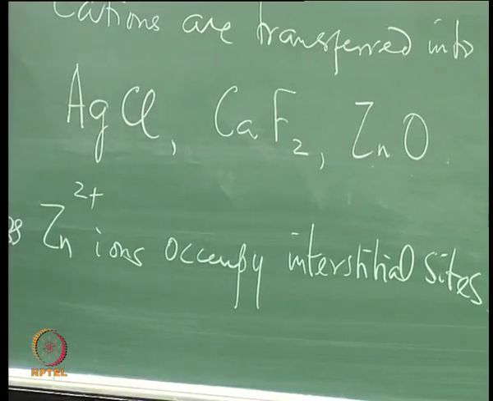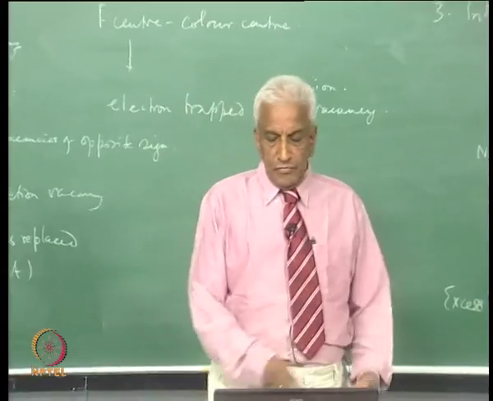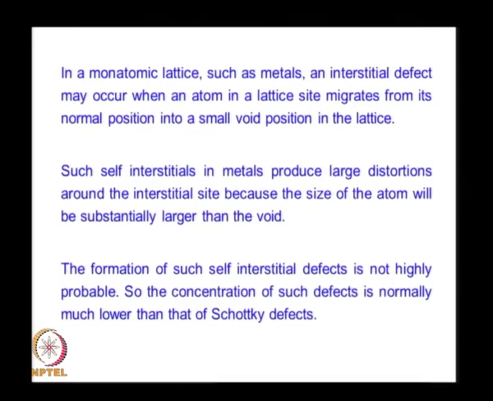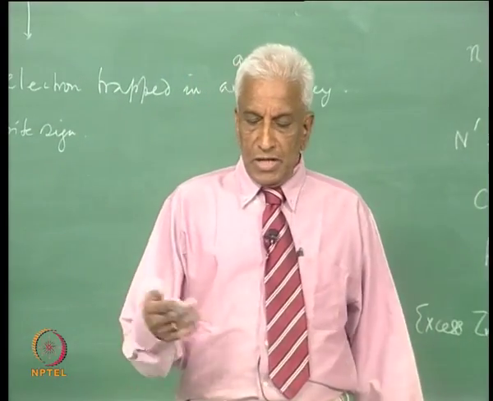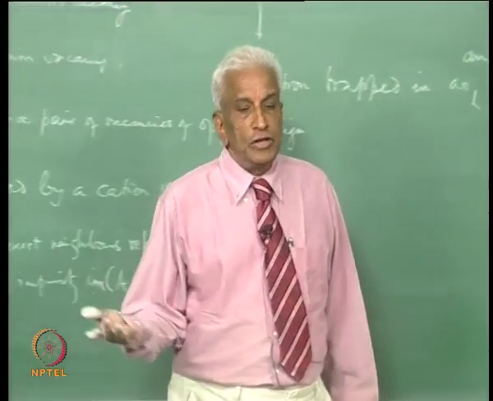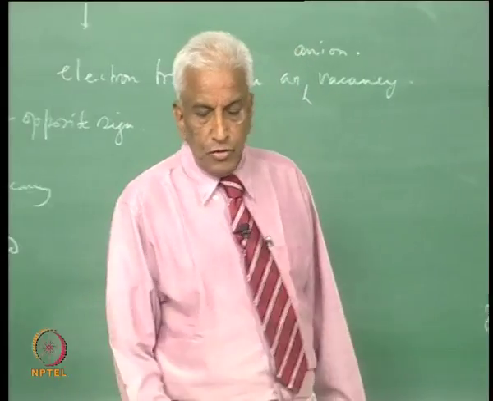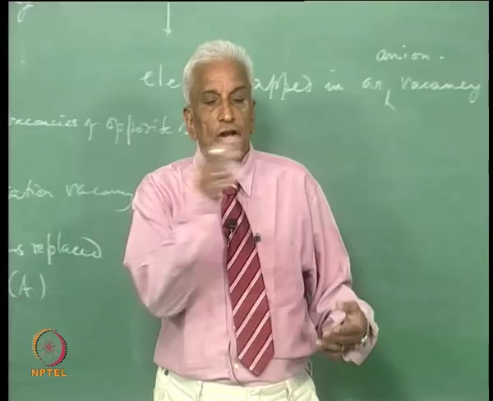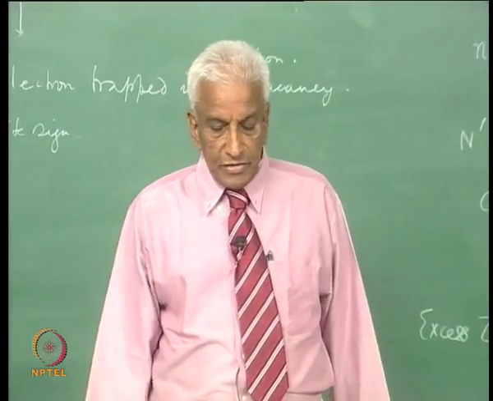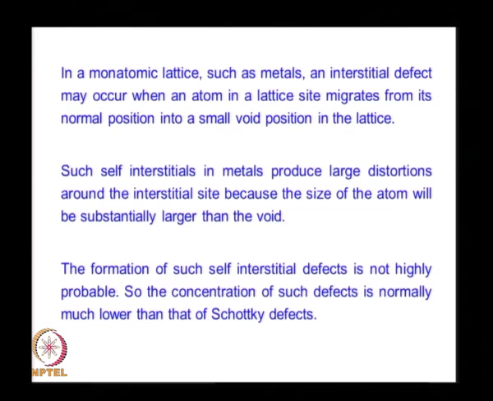Frenkel defects of this kind can also be created by bombarding with high energy radiation. In a monatomic metal lattice, an interstitial defect may occur when the atom in a lattice site migrates from the normal position into a small void position. So, they are self interstitials, producing large distortions around the interstitial site because of the size of the atom. So, this is not highly probable. So, usually their concentration of such defects is very small.